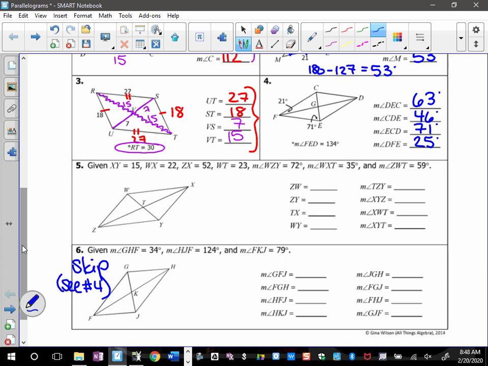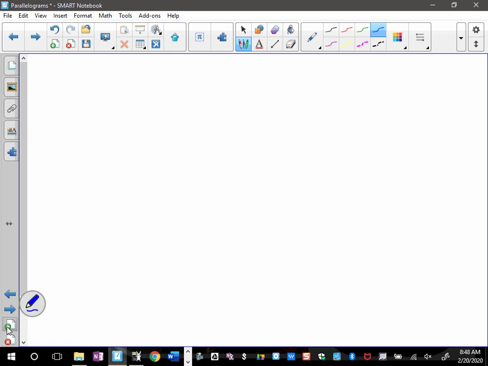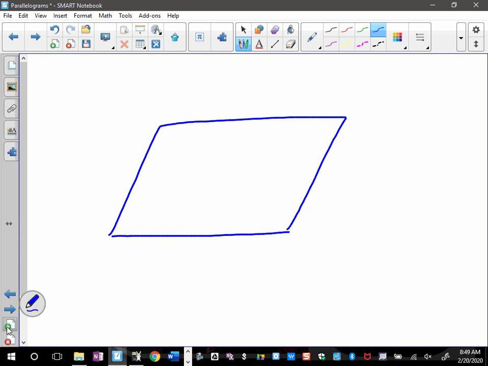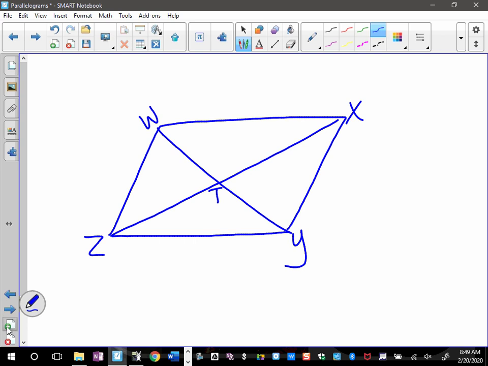For 5, again, I'm going to go ahead and draw 5 out as well. So on 5, we again have a whole lot going on. We have W, X, Y, Z. We have our diagonals drawn with T in the middle. Then we have a lot of information. They tell us XY is 15. Okay, but remember, if that's 15, so is WZ. They tell us WX is 22. Well, if that's 22, so is ZY.